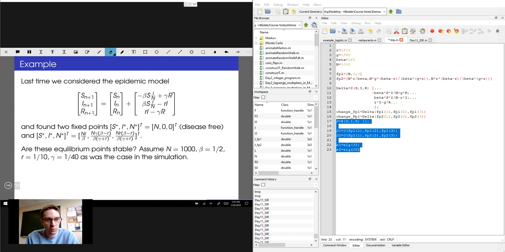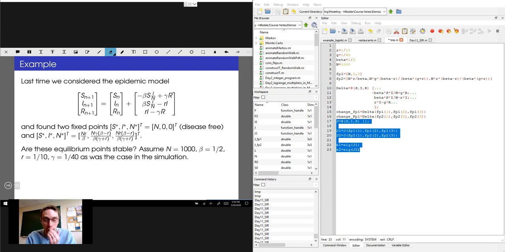two fixed points that we found by setting S, I, and R equal to S star on both sides of the equation and solving. And we obtained, again, two fixed points, one that was the disease-free state where nobody was sick, and the other was what's called the endemic state where there's some fraction of the population that is infected indefinitely. All right, and what I would like to do is look at whether those fixed points are actually stable, and we're going to use the Jacobian for that.